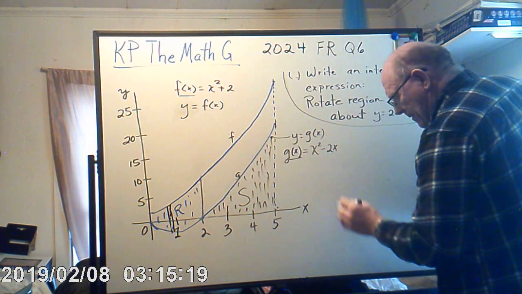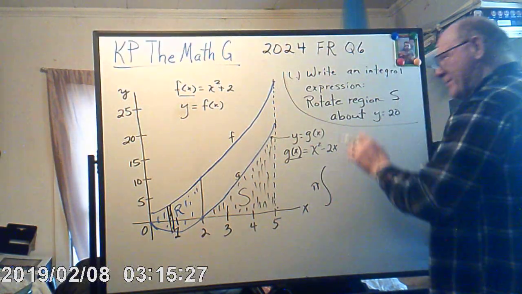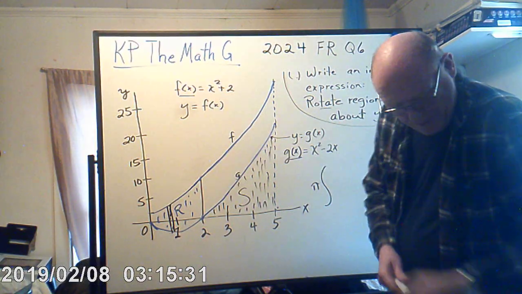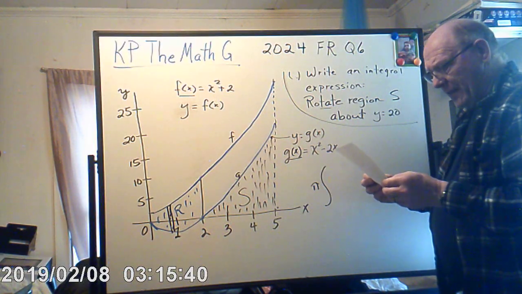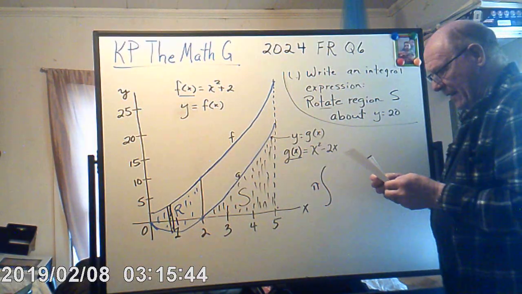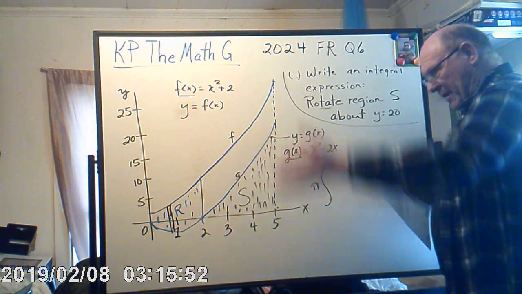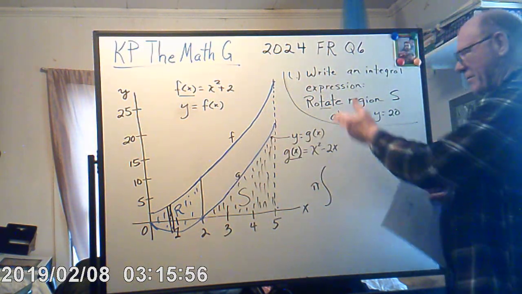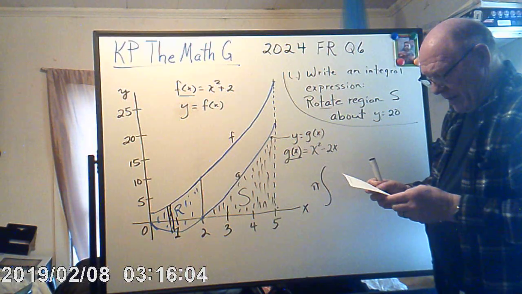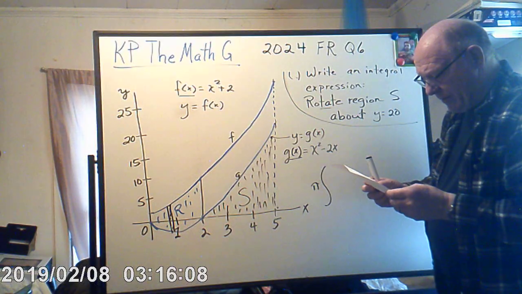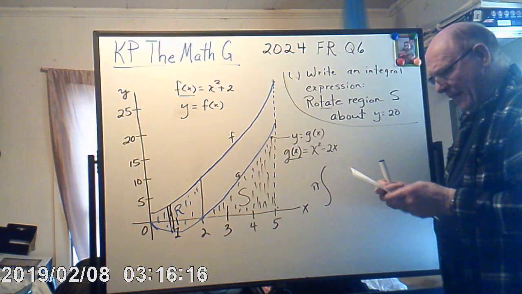Now, let's see, I think we can do it here. I think I've got room. Now you introduce pi. Anytime you are rotating a region, let me just read that to you so you'll know. It does say: write but do not evaluate an integral expression that gives the volume of the solid. The solid is region S, and the volume is you're rotating it. Same thing when we say rotate. The volume of the solid generated when region S is rotated about the horizontal line y equals 20.